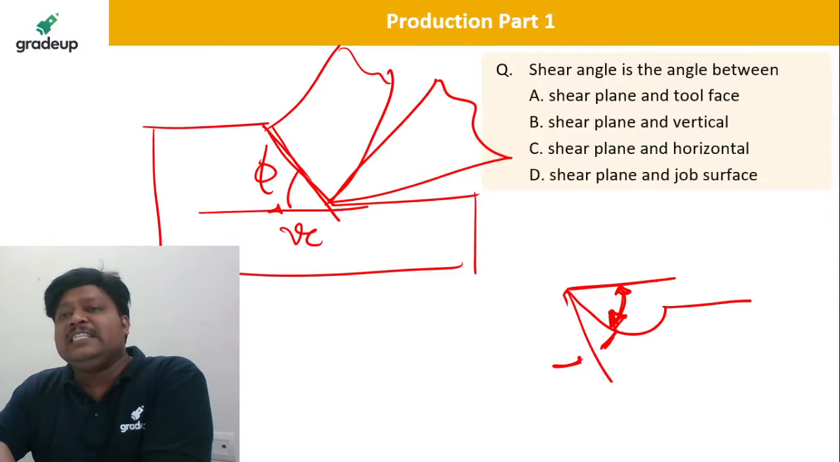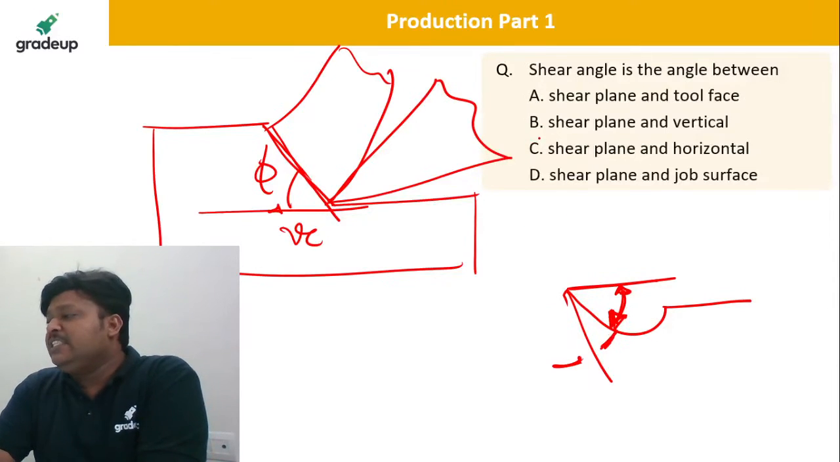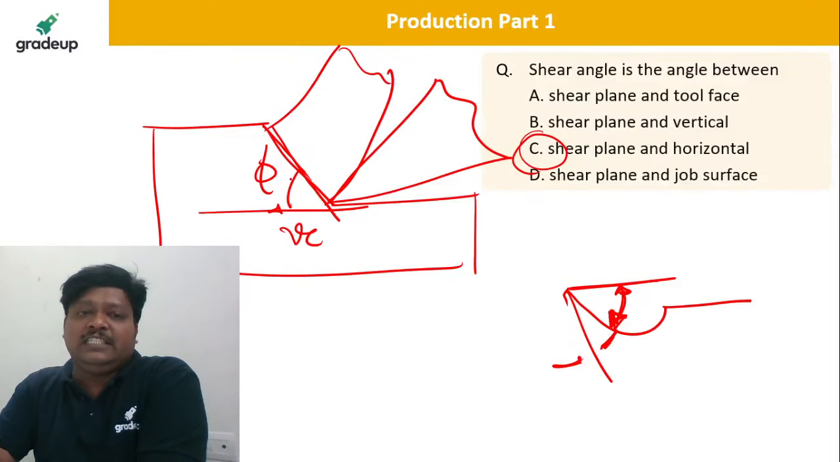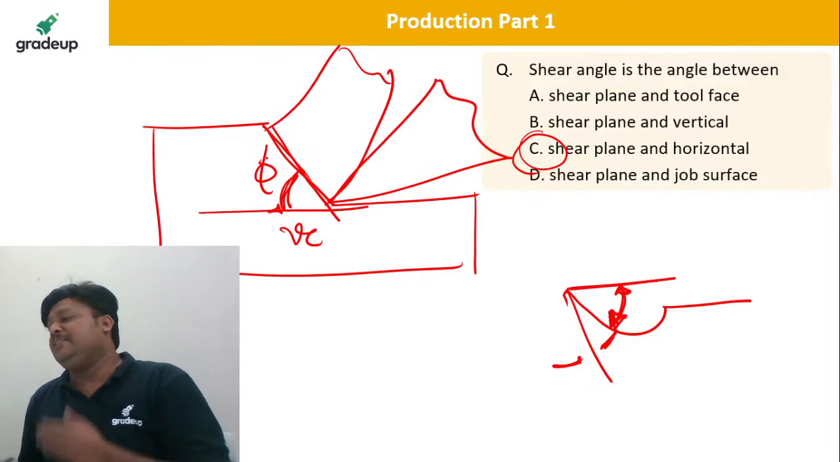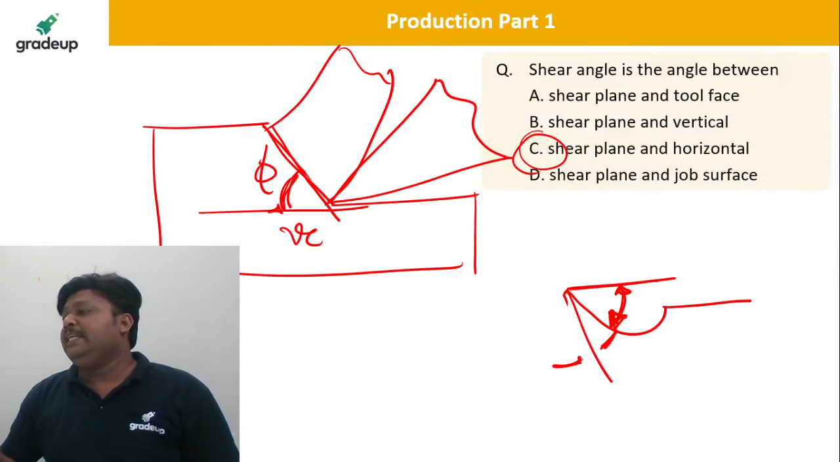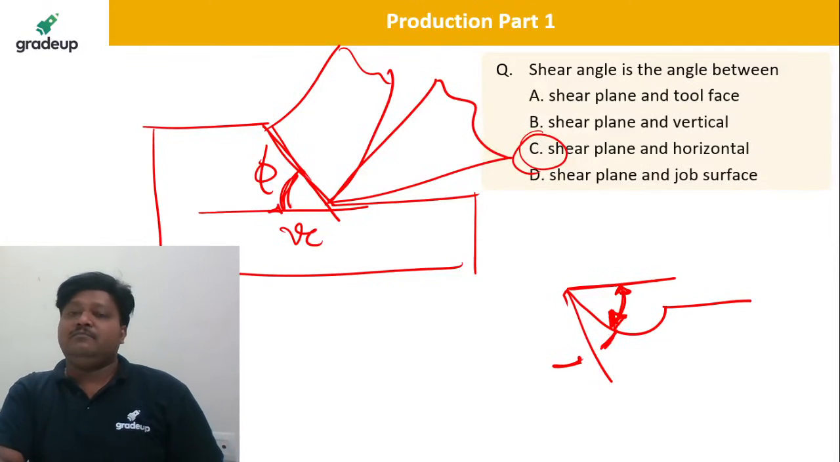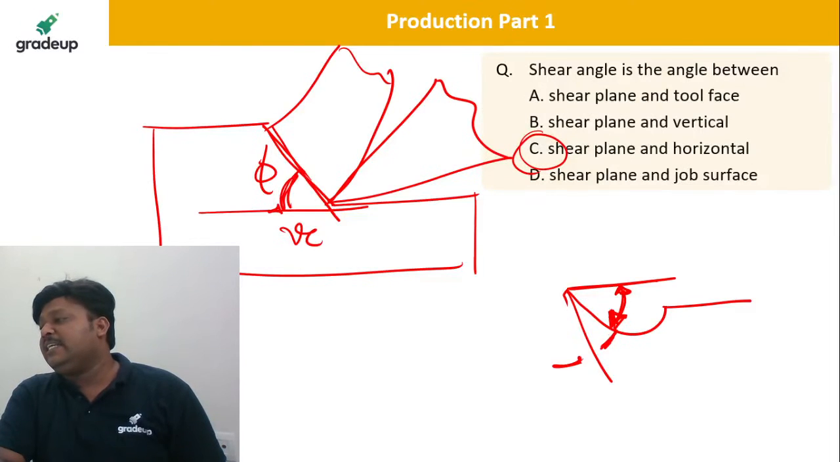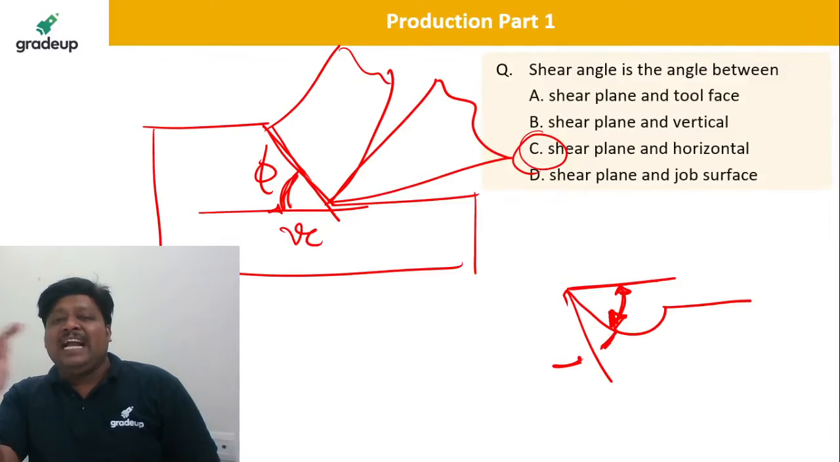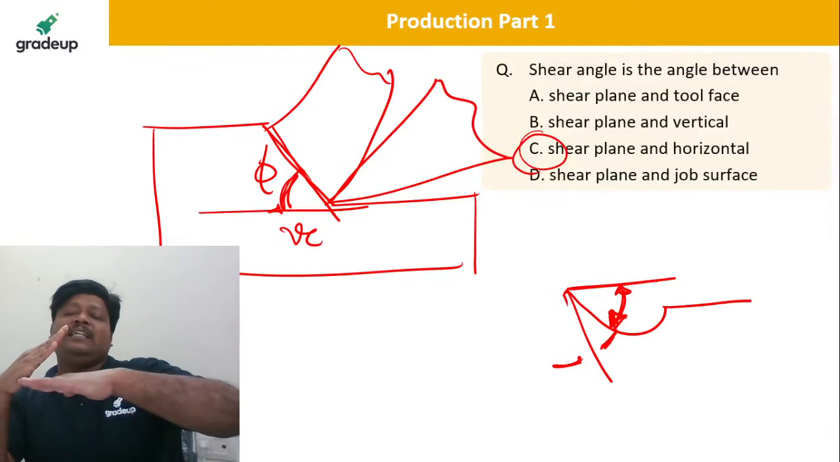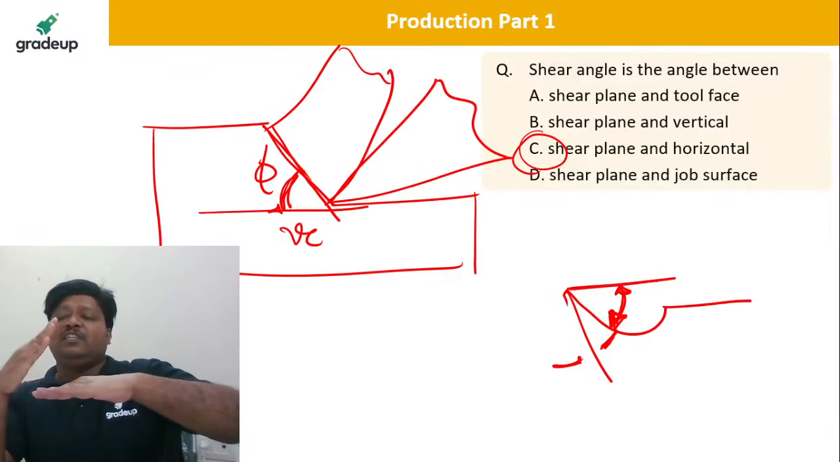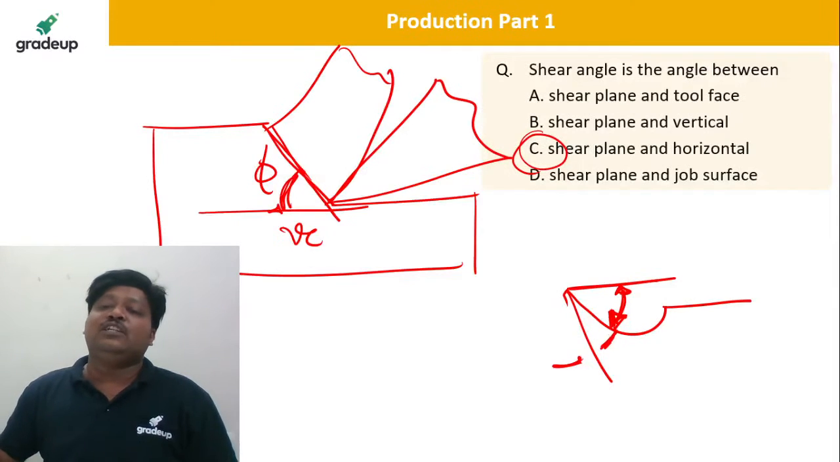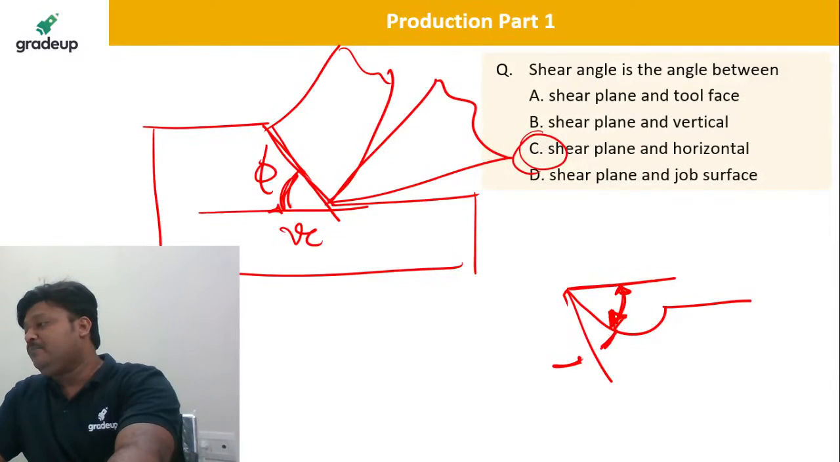So shear angle is the angle between the shear plane and the horizontal. That is correct. C is correct. Very good. This is C. This is our phi shear angle. D is not correct. So shear angle is the angle between the shear plane and you can take the horizontal or the cutting velocity vector VC. That will be your shear plane angle phi.